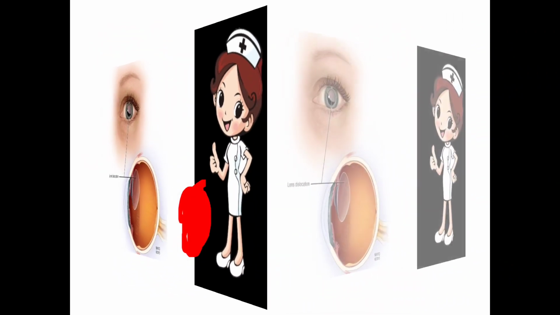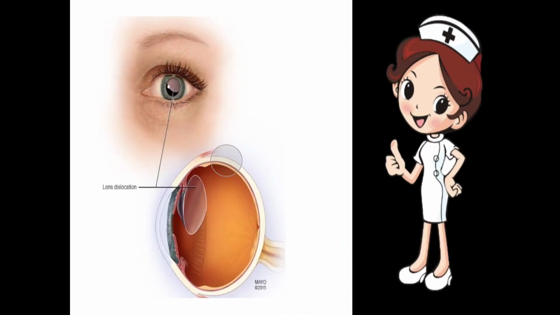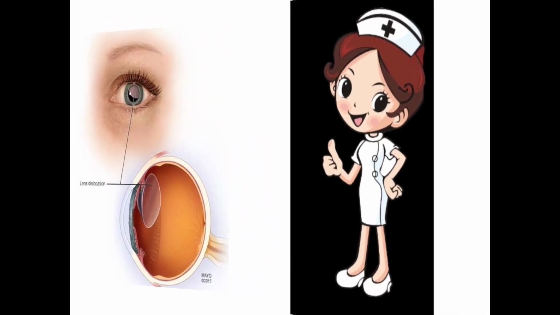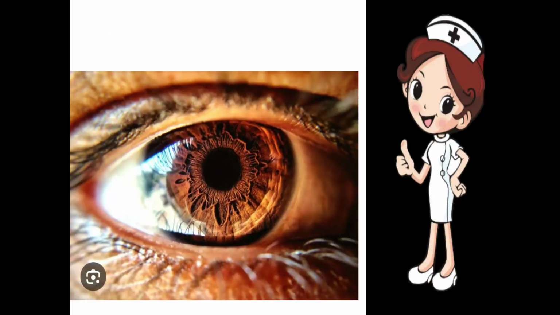Here the posterior dislocation of the lens takes place. The lens needs to be present here, but if you can see the position of the lens in this eye, it has moved upward somewhere. So the position of the lens has changed. This is the posterior dislocation of the lens. And if we talk about the aphakic eye, it is one in which the lens has been removed.